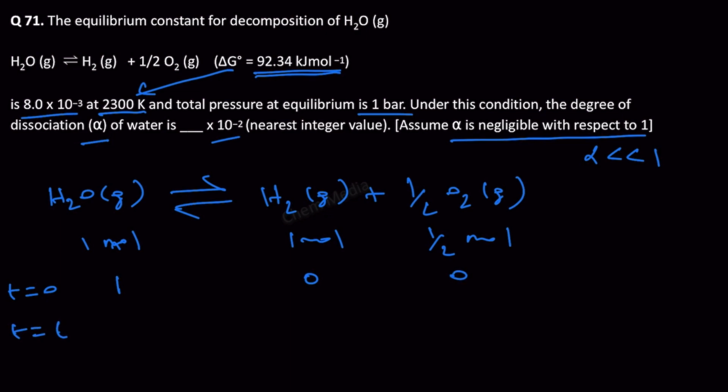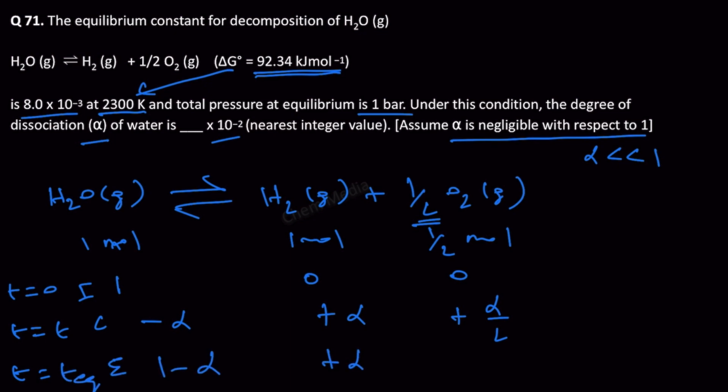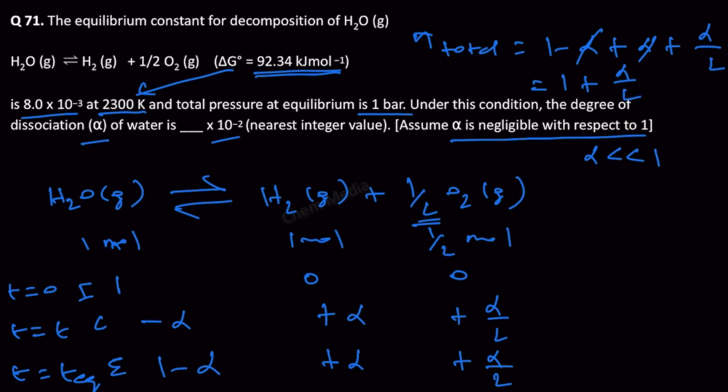When t equal to t, the change happening here is minus alpha. Here it would be plus alpha. Here it would be plus alpha by 2 because of the stoichiometric coefficient. So at equilibrium, it is 1 minus alpha, plus alpha, plus alpha by 2. Therefore, the total number of moles is equal to 1 minus alpha plus alpha by 2. So this means the total number of moles is equal to 1 plus alpha by 2.